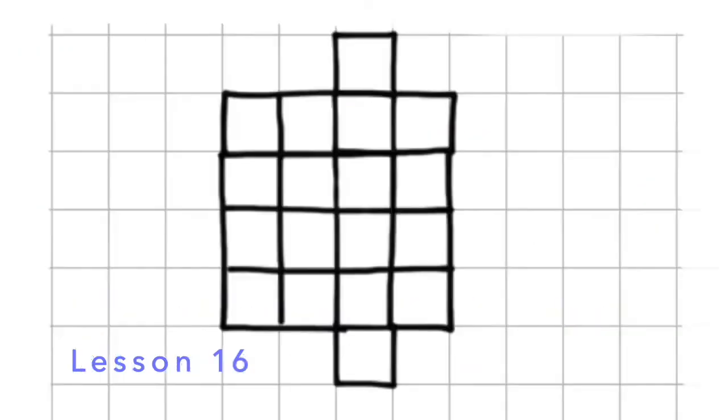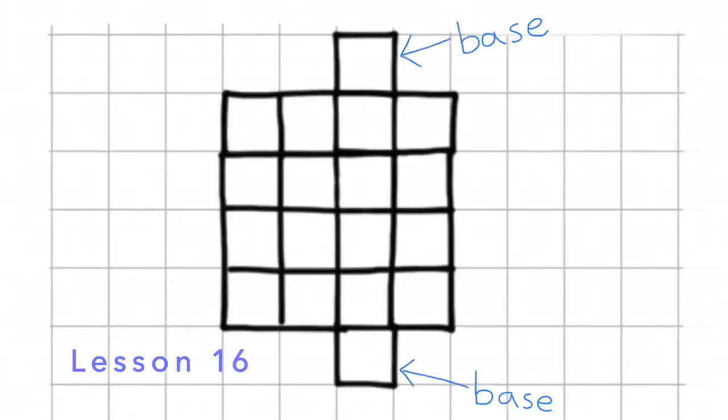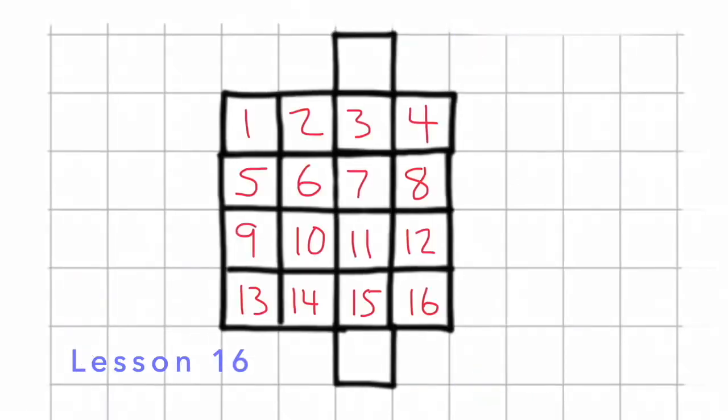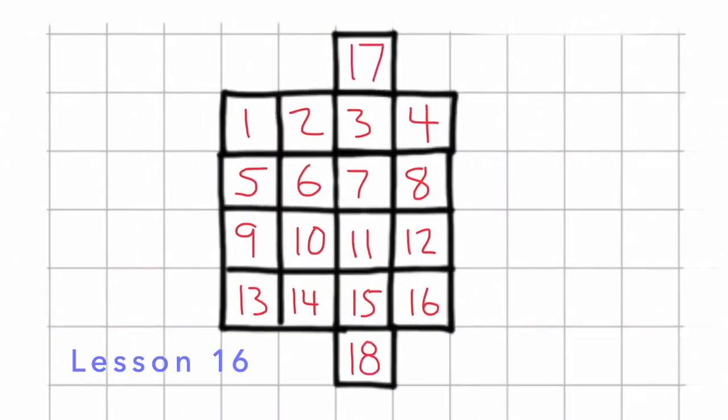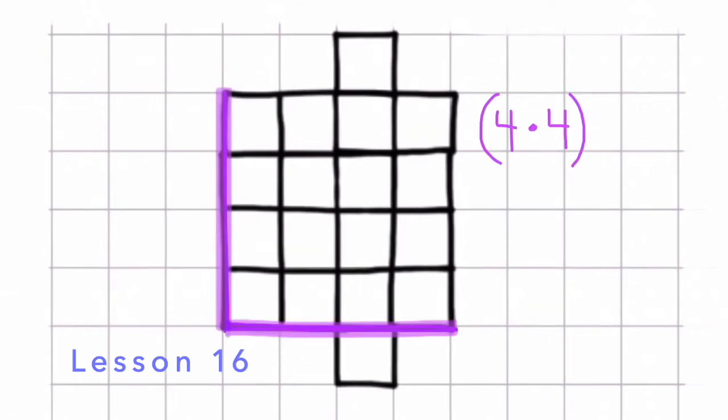Here's another way to look at it. You have your net with the top base and the bottom base, and you have all your sides. The total of the sides equals 16 square units, plus the top base and the bottom base for a total of 18 square units.